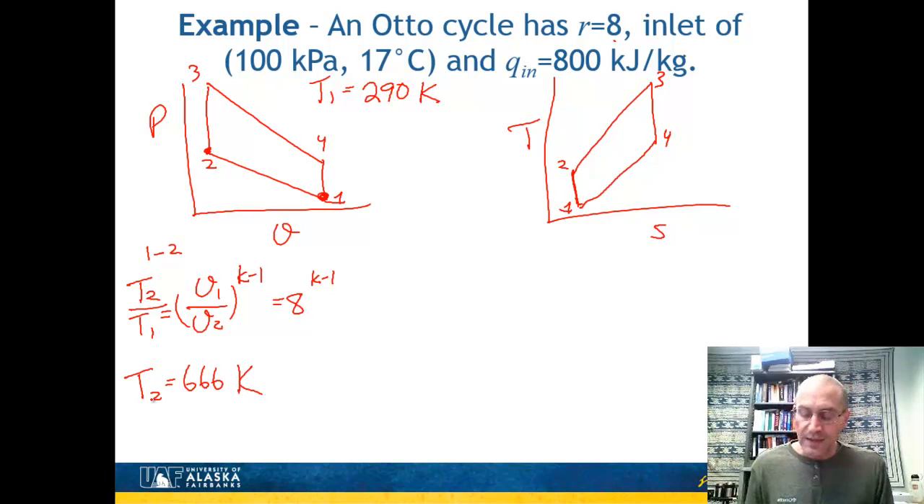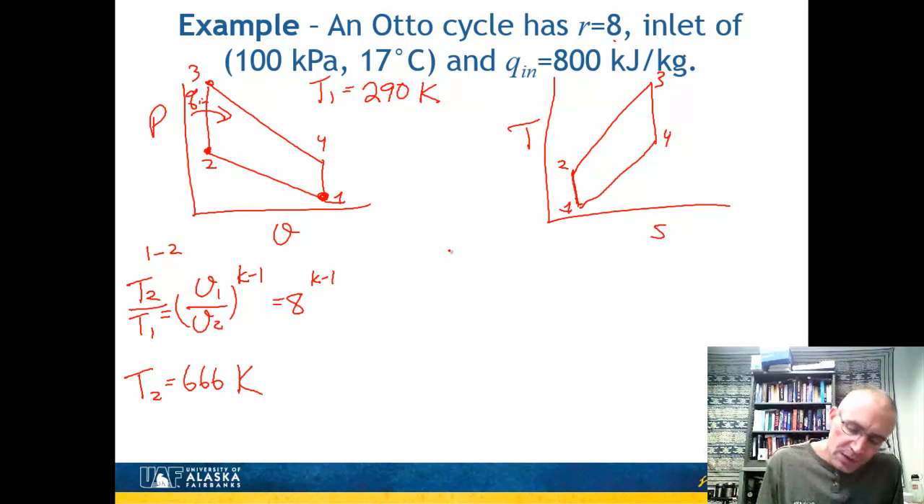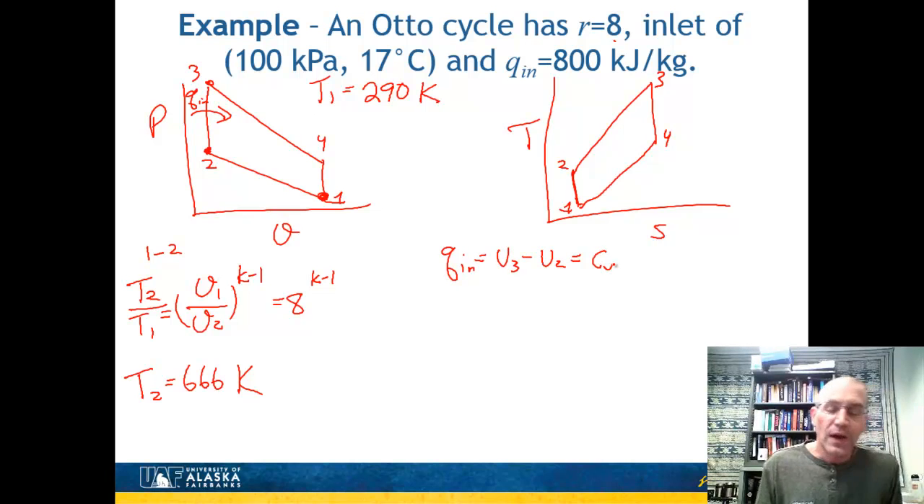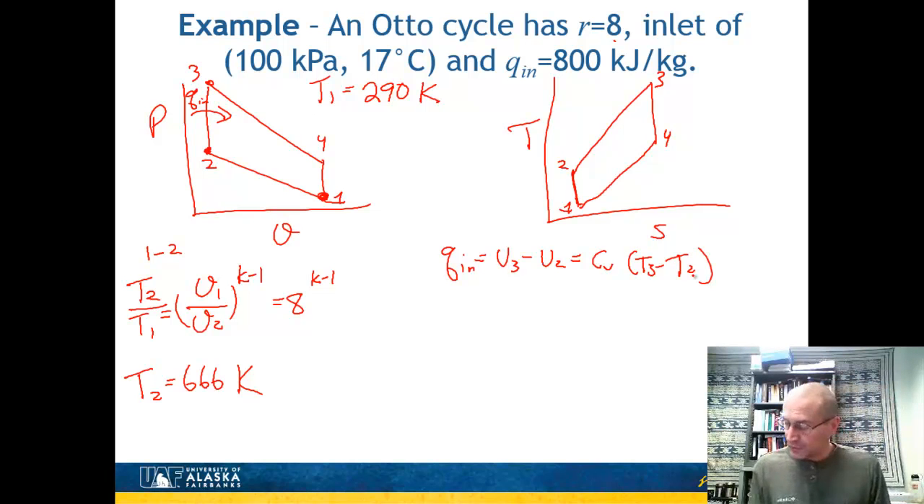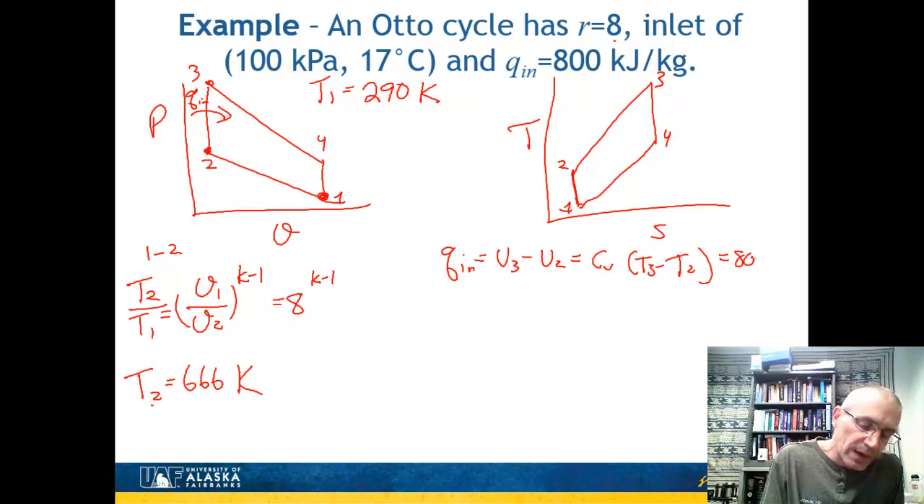So now I know everything at point 2. I know the temperature at point 2, and I know the volume. The volume is 1/8 of the initial. So now we're just going to keep working our way through the cycle. Now we're going to go from 2 to 3. Remember, 2 to 3, that's the heat addition step. So there's Qin. And so I can write a first law equation that says Qin is going to be equal to U3 minus U2, or for an ideal gas, it's going to be Cv times T3 minus T2. Right? And I know T2 at 666. I know Qin, that's equal to 800 kilojoules per kilogram.